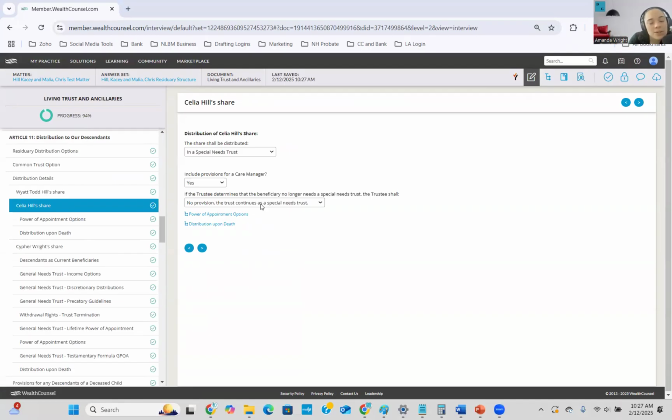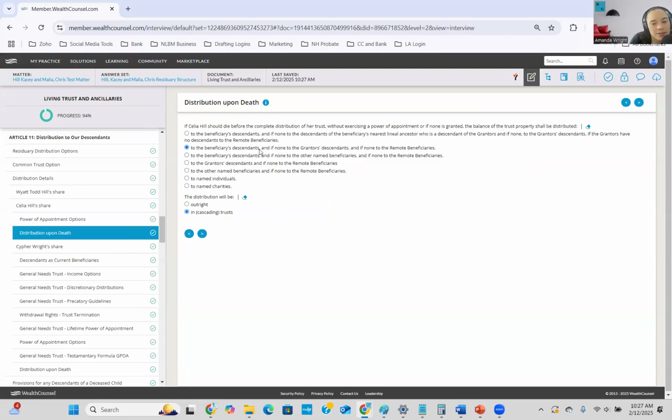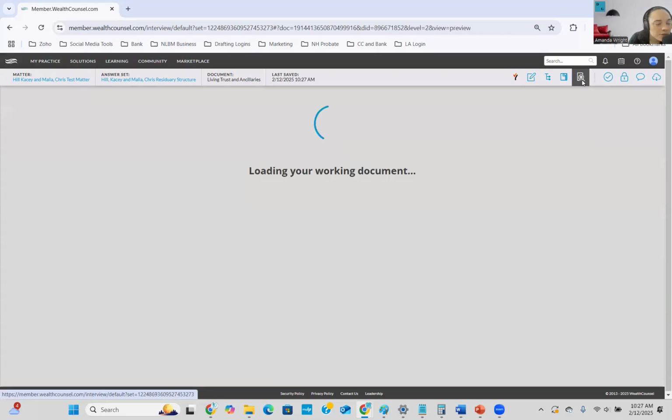And we'll say, no, the trust continues as a special needs trust. We're not going to be able to terminate the trust or change it. We're still not going to give her a power of appointment. And on her death, it's going to go to her descendants. I just want to show you what this is going to look like when we go over here to the working document.